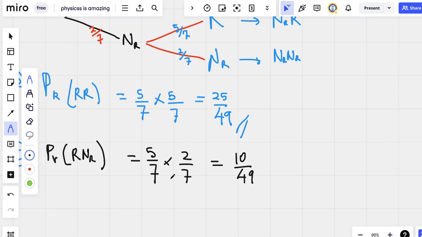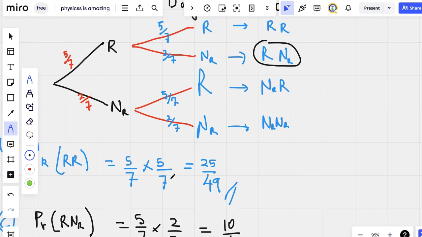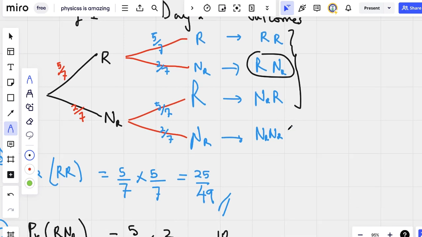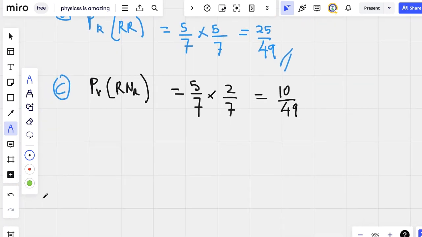Is that okay? Then another question that we ask, part E: calculate the probability that it will rain on at least one day. At least one day means it will rain on both days, and it will rain on one day. You must include them. There are 3 possibilities. So for the probability that it will rain on at least one day, we're going to include those 3 outcomes.